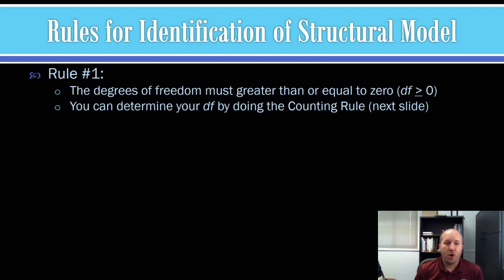Rule number 1 is that your degrees of freedom must be equal to or greater than 0. So in other words, you have to have a just identified or an over-identified model. When you run your model, as long as it's 0 or greater than 0, Mplus will tell you what your degrees of freedom are. If it's less than 0, Mplus will tell you that you have an identification issue and then you need to go back and look at your model. But we want to be able to identify these ahead of time and also understand where the degrees of freedom come from. That happens through the counting rule, which I'm going to show you in the next few slides.